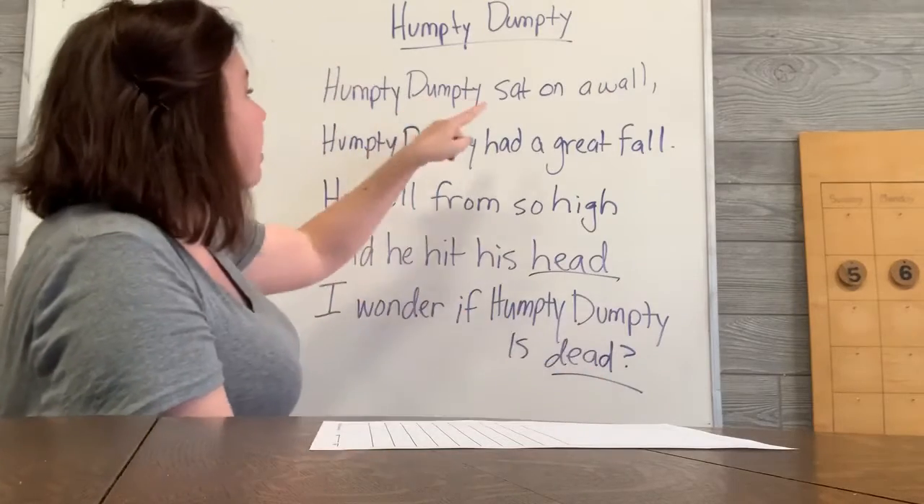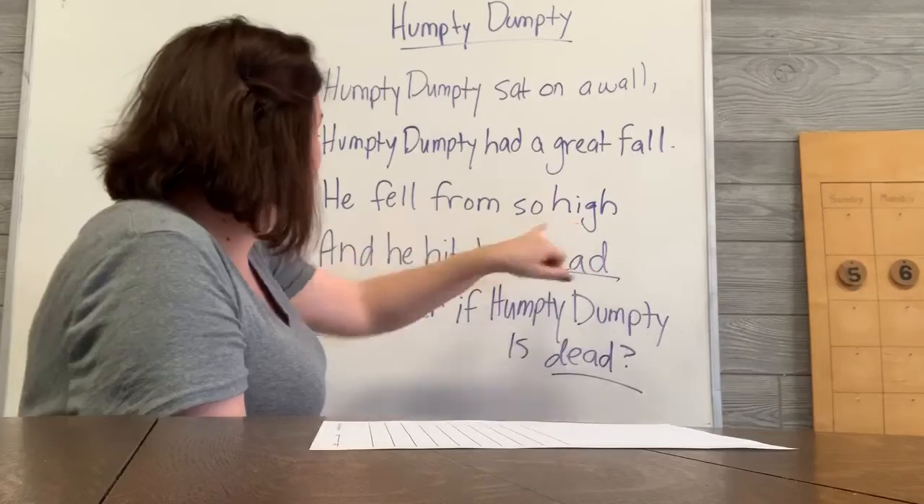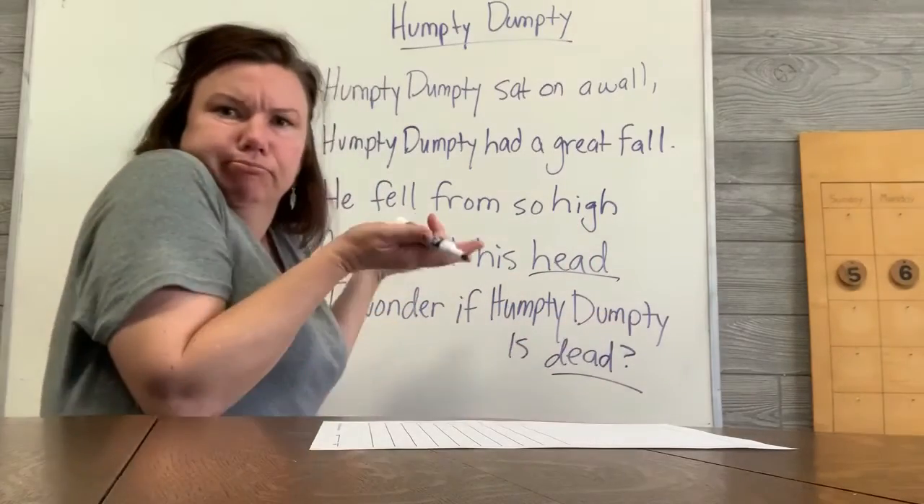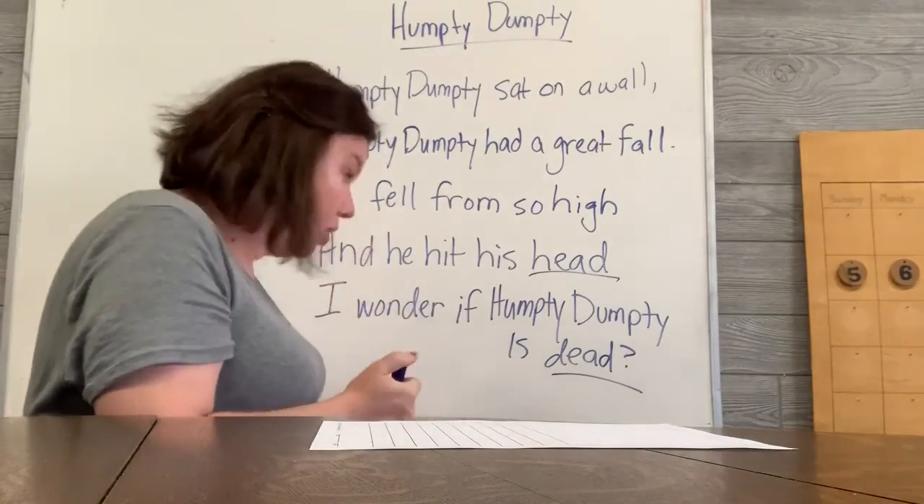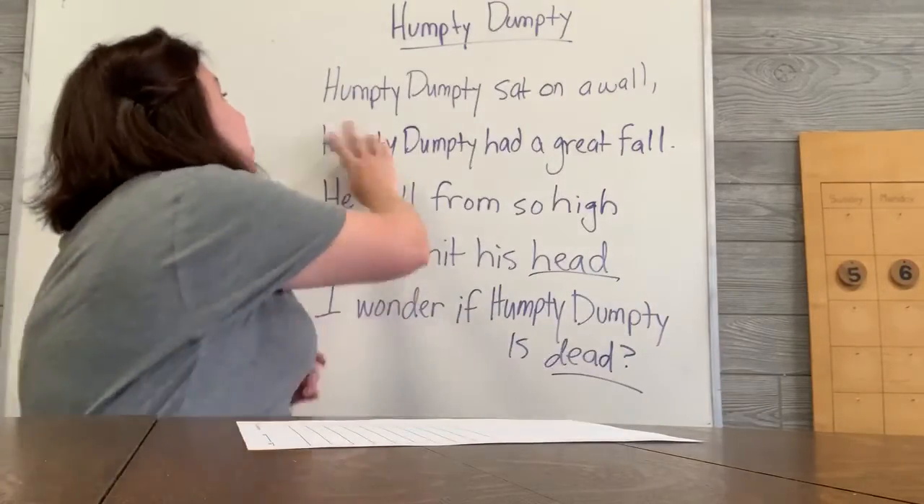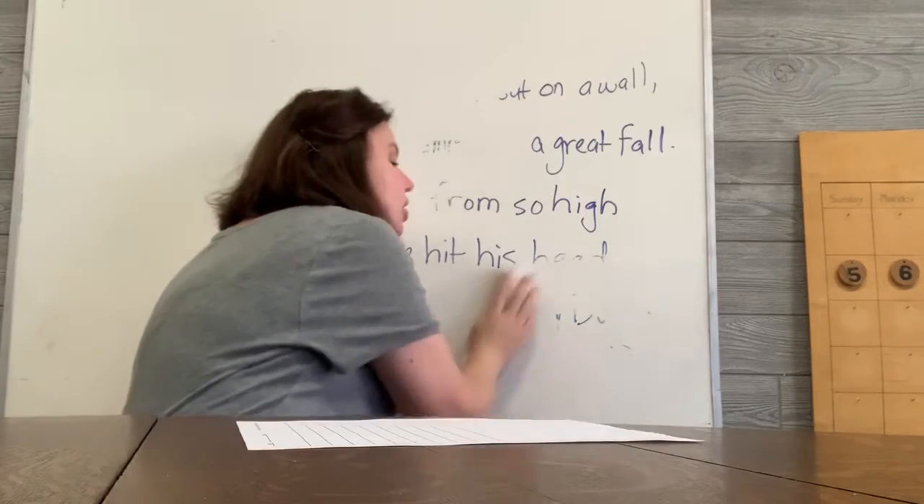Right. So Humpty Dumpty sat on a wall. Humpty Dumpty had a great fall. He fell from so high and he hit his head. I wonder if Humpty Dumpty is dead. So that's just one example. You're going to have your own. You're going to write it on this piece of paper, and then you're going to draw the picture that goes with it. Okay, so be creative.